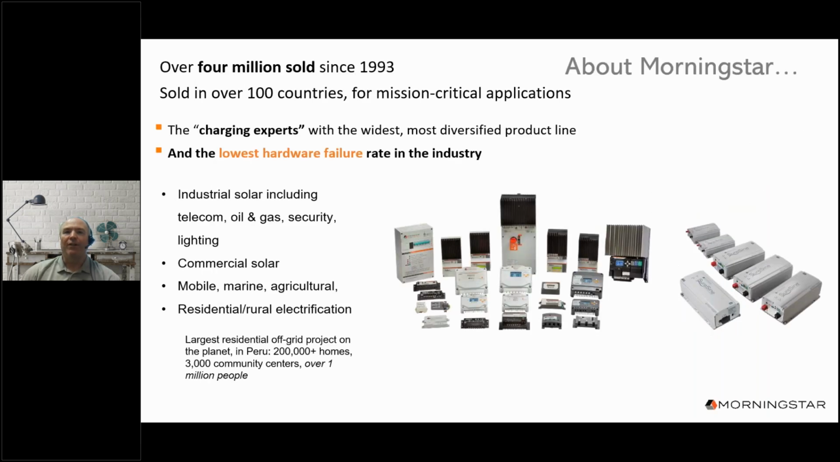Let me start by sharing a little information about Morningstar. You can see on this slide, Morningstar is a U.S. company that conducts business through authorized distributors and dealers all over the world. Since 1993, we've been a leading supplier of solar charge controllers and inverters. We're considered to be the charging experts, and we've sold over 4 million controllers and inverters for all types of industrial, mobile, and residential applications. And we have the lowest hardware failure rate in the industry.